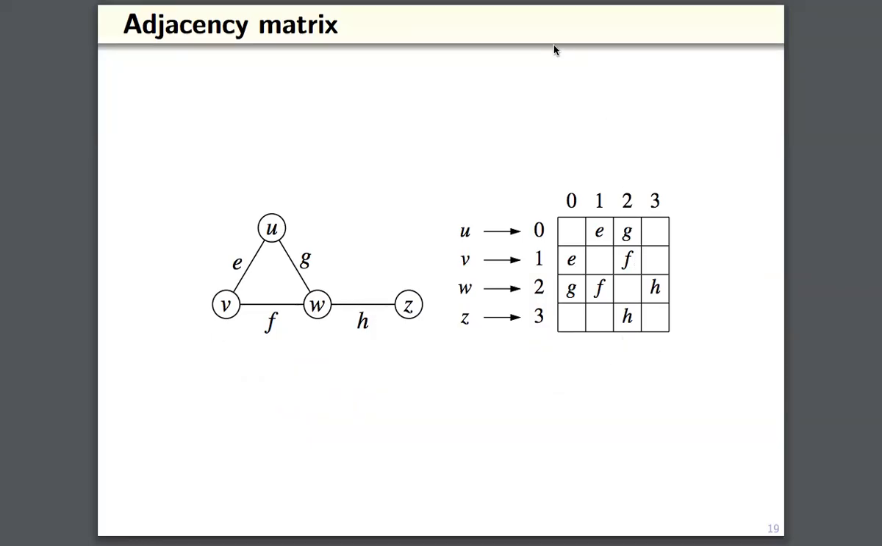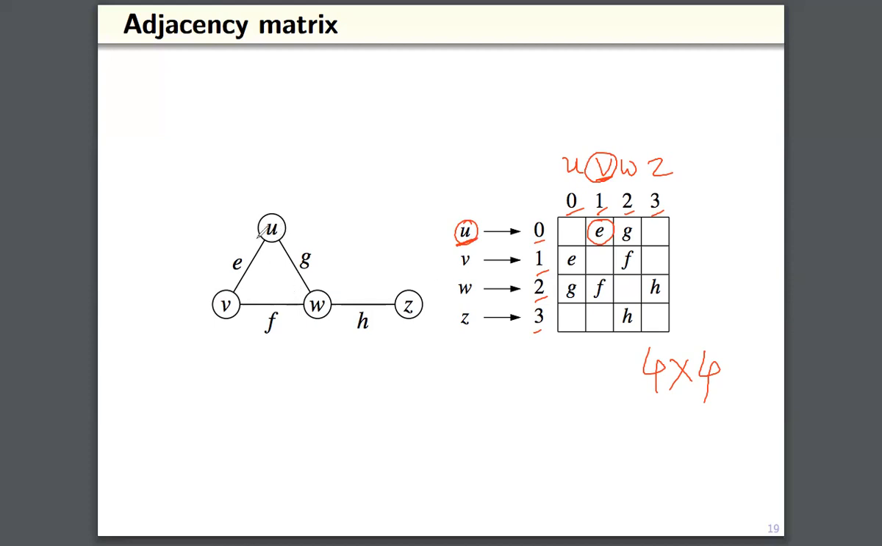So create a 4 cross 4 matrix. This matrix, you can give indices from 0 to 3, as I said before, right? Now, let's give this as U, this is V, this is W, this is Z. So what is E here? See, the row is U, the column is V, E is present in uth row and vth column.